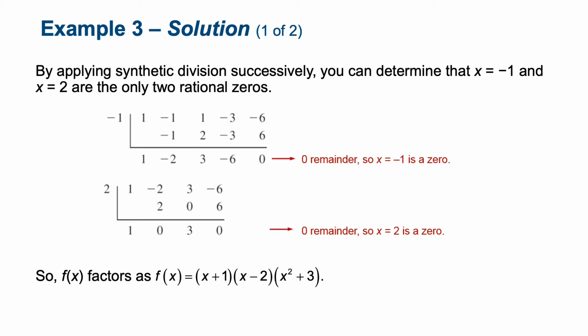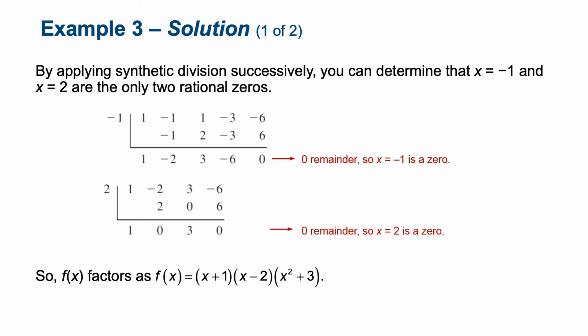So now we have x minus 1 is a 0 and x equals 2 is a 0. So what's left? It's x squared, there's no x term, and then 3. So that's the third factor, x squared plus 3. And then we know that if a number is a 0, then x minus this number is a factor. So since x is negative 1, you get x plus 1 is a factor, and since x equals 2 is a 0, x minus 2 is also a factor. So now we can restate f of x as a product of these factors.